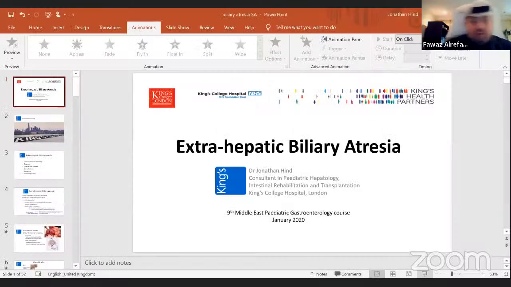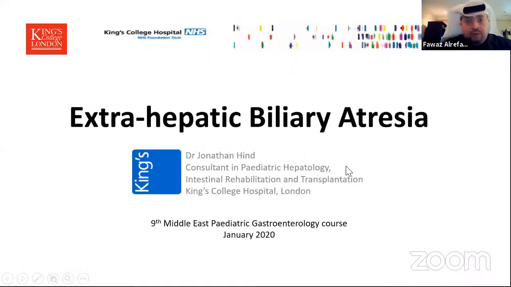Now we are going to move to our last speaker for tonight, Dr. Jonathan Hind. He's a consultant pediatric hepatologist at King's College Hospital in London. He's a well-known figure in the field of intestinal rehab and transplant services. And he's going to talk about a topic that all of us as pediatricians and pediatric gastroenterologists don't want to miss, which is extrahepatic biliary atresia.